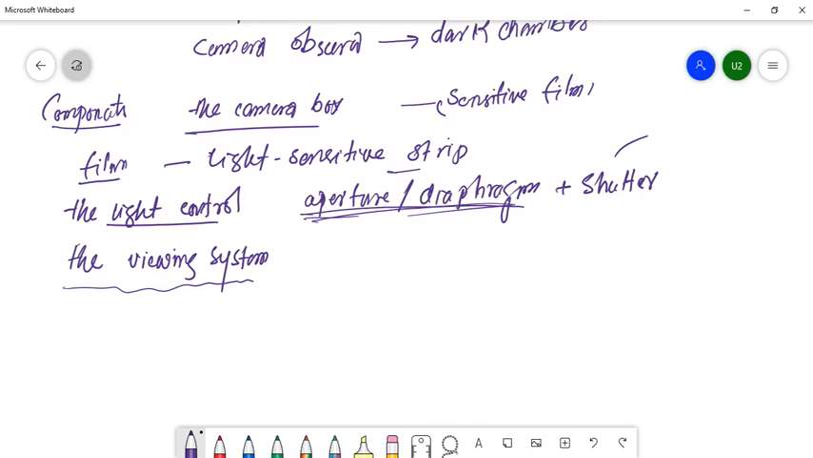So that is called the light viewing system.